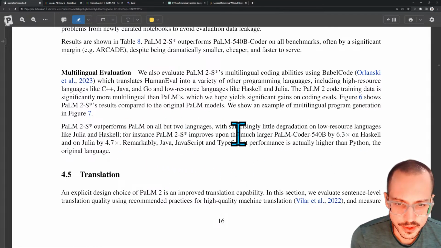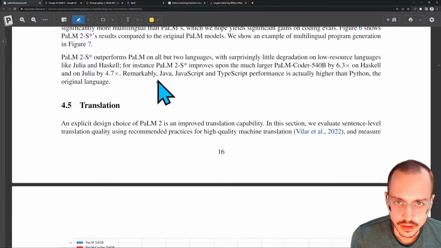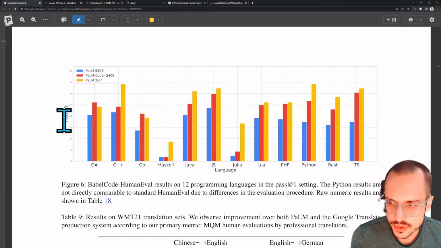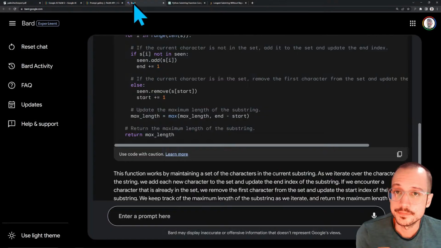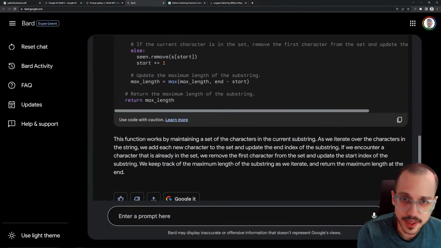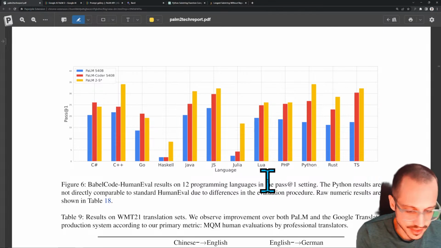PaLM 2S improves upon the much larger PaLM Coder 540B. Okay, so this is the result. So pass at 1. I suppose this means that the first solution needs to pass, which is actually, if you look at some of the original LLMs for coding papers, what they would do is generate like 100 different solutions and then evaluate every single one of them. And usually there's at least one that will work, but you need to basically find it, right? There's like 99 that are trash.